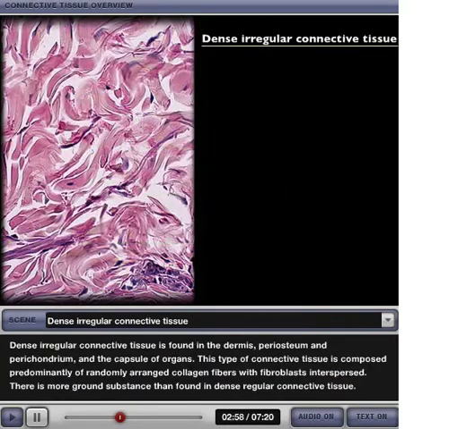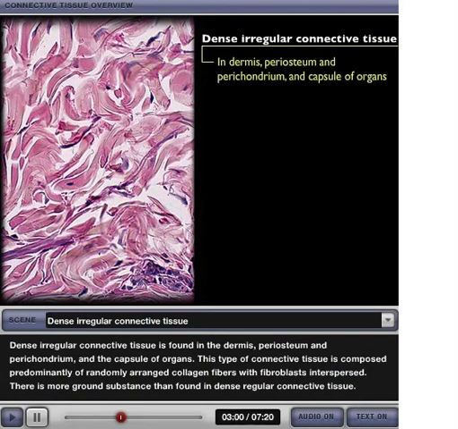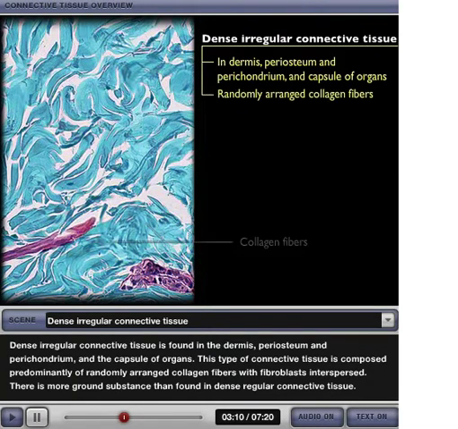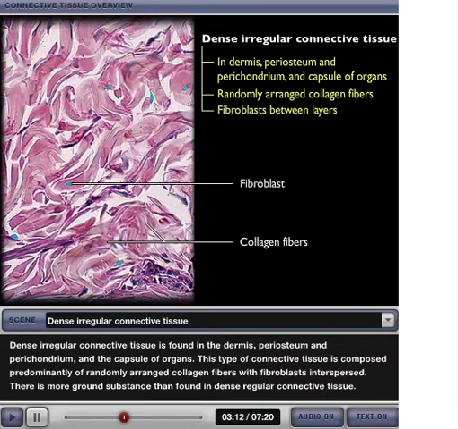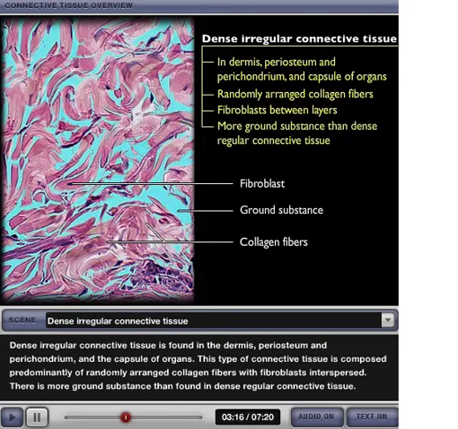Dense irregular connective tissue is found in the dermis, periosteum and perichondrium, and the capsule of organs. This type of connective tissue is composed predominantly of randomly arranged collagen fibers with fibroblasts interspersed. There is more ground substance than found in dense regular connective tissue.